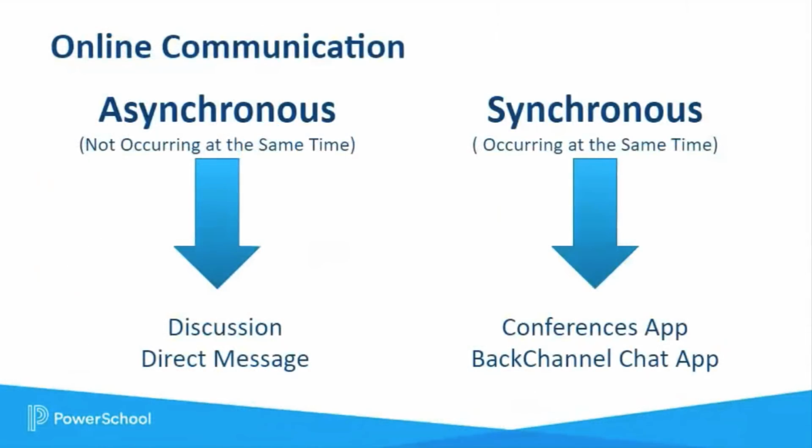Two types of communication in the online learning setting are asynchronous and synchronous communication. Asynchronous communication takes place over time and does not require an immediate response from teachers or peers. So things like discussions and direct messaging would be asynchronous communication. Whereas synchronous communication takes place while learning and allows for real-time discourse on a topic or subject matter. So using tools like the Conferences app and Backchannel Chat app would be considered synchronous communication.